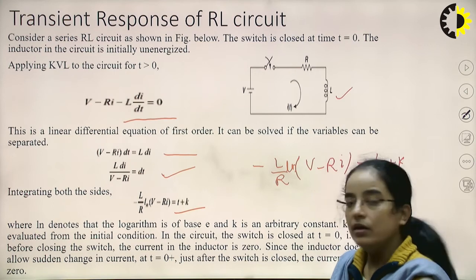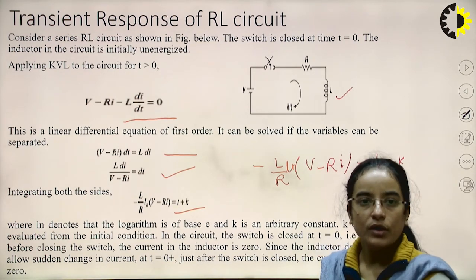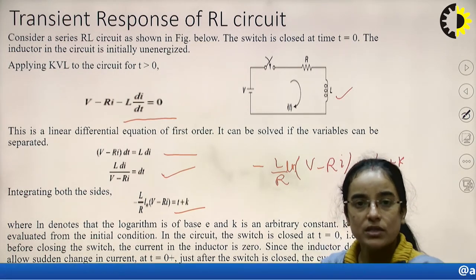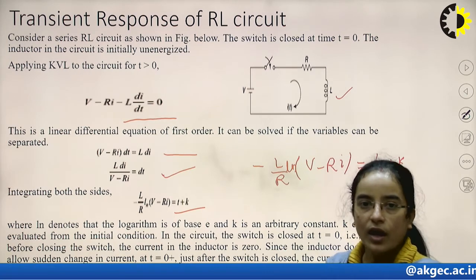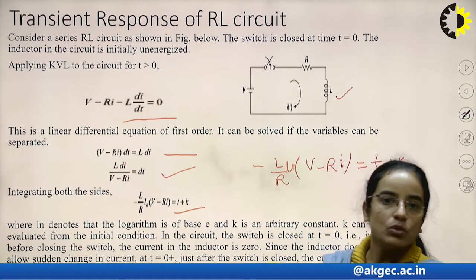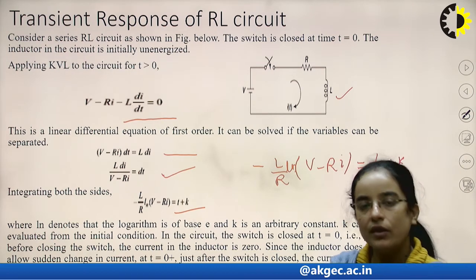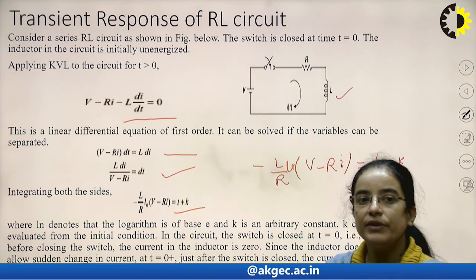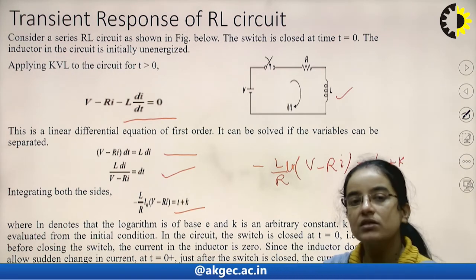Here ln denotes the logarithm. ln means log base e, and k is the arbitrary constant. So this k needs to be evaluated, and this k will be evaluated from the initial condition. We had discussed this earlier.